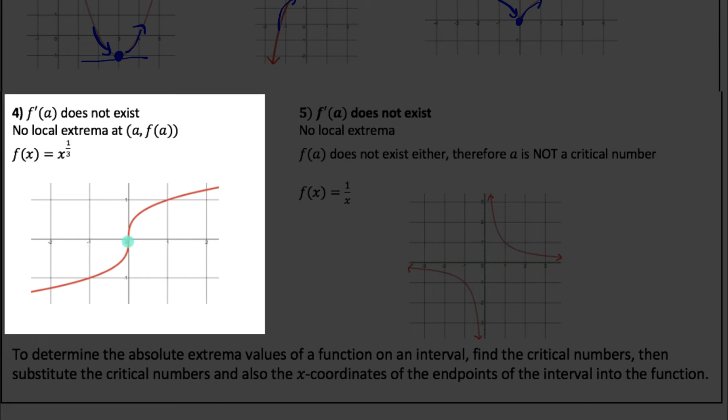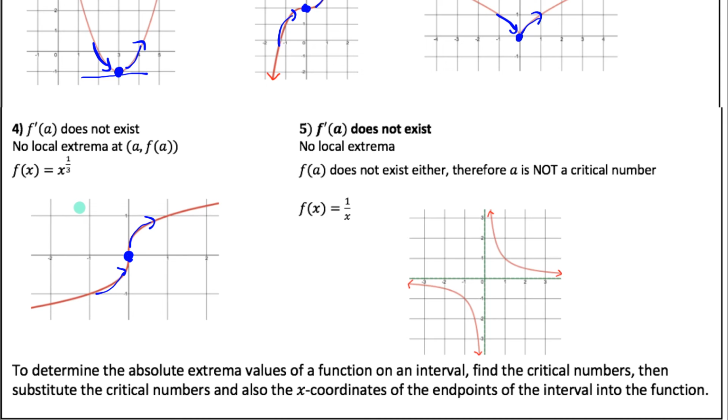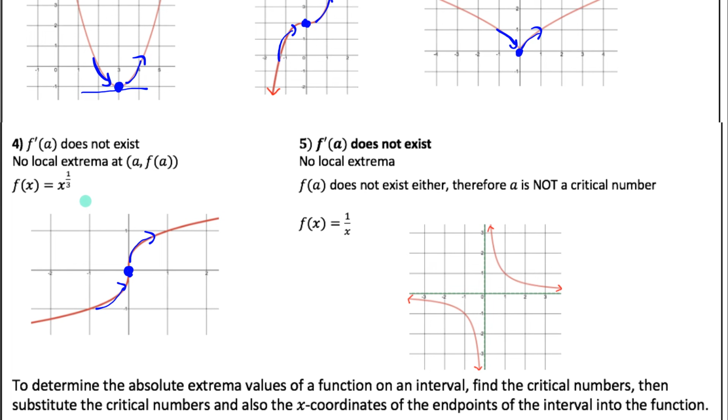Here's an example where the derivative at this point right here would also not exist, right? The slope of the function at that point would be perfectly vertical. But in this scenario, the function is increasing before and increasing after. So the derivative is positive before, positive after, which means that point is not a local max or min. Just because the derivative doesn't exist at a point doesn't mean there's a local max or min there. There could be, like in the cusp scenario, or it could not be, like in this scenario.